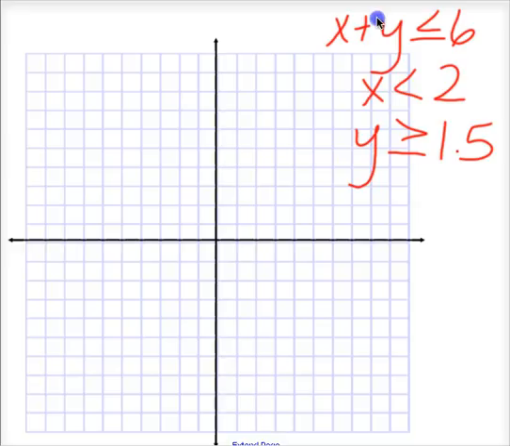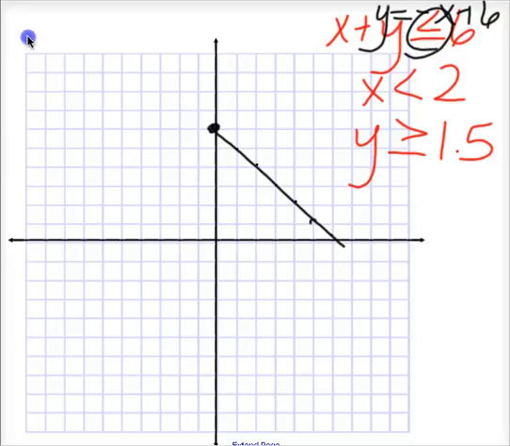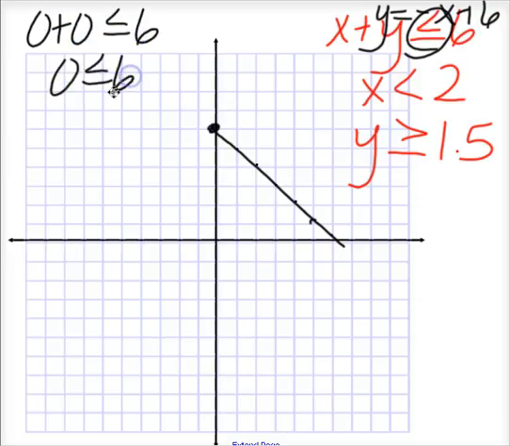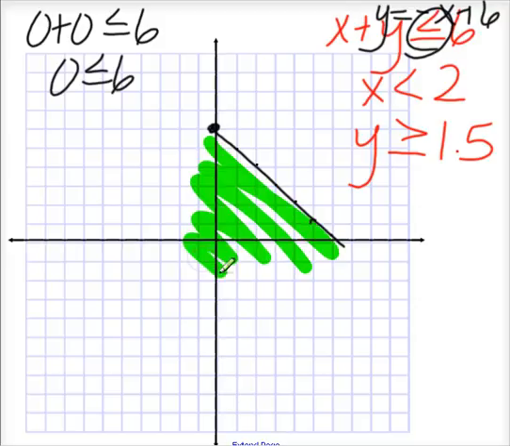I need to move x over, so this is going to be y equals negative x plus 6. 1, 2, 3, 4, 5, 6. Slope of negative 1. Because we're talking about time, I'm going to focus my graph just in the first quadrant. It's a solid line because I have a less than or equal to symbol. Now if I put 0, 0 in, 0 plus 0 is less than or equal to 6. 0 is less than or equal to 6. That is true. So I'm going to shade everything below my line.